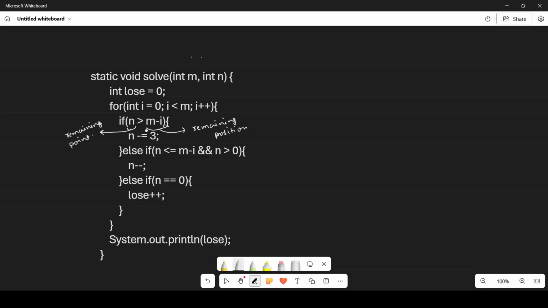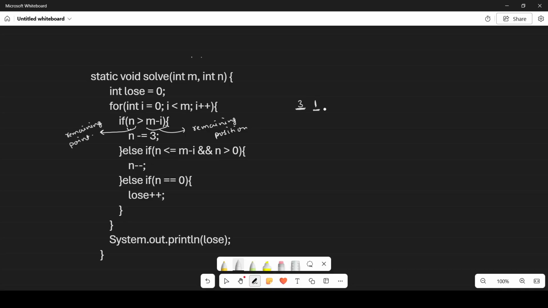I hope you understand, whenever remaining point is greater than remaining position, you have to decrease your score by 3, because you put 3 at that position. And else if remaining position is lesser than or equal to the remaining point, then you have to add only 1.